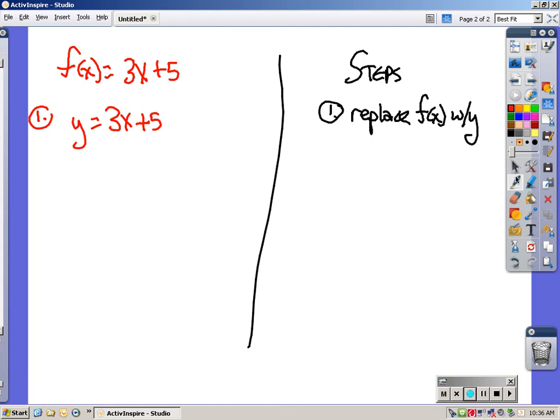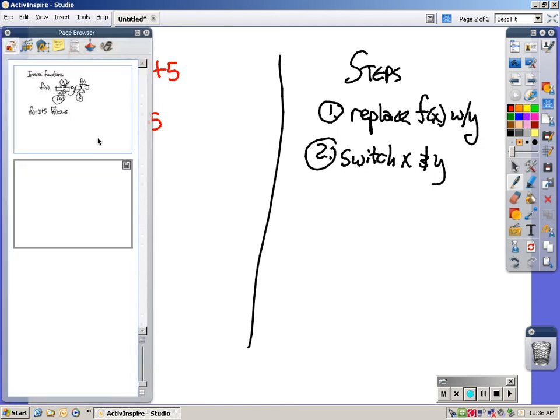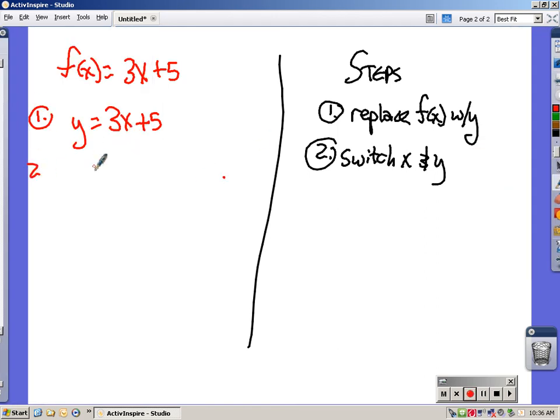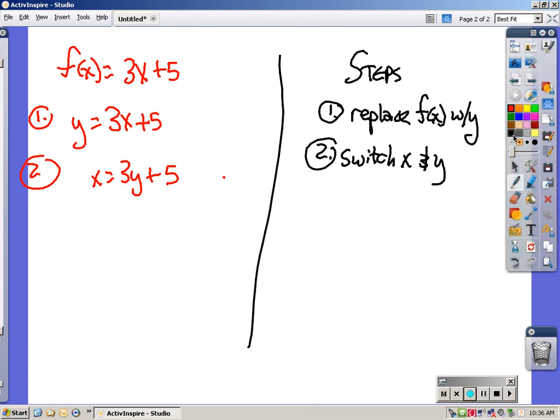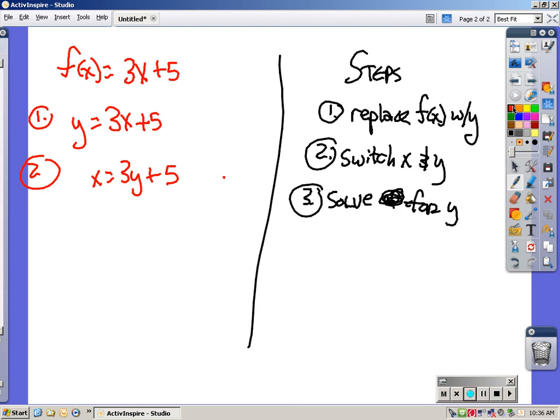The next thing that we do is we switch the x and y. Literally what we're doing is we switch all the outputs and all the inputs. So this gets rewritten as x takes the y place, y takes the x place. Again, we literally switched the input and the output. This is us flipping that machine over. And now we just do some algebra to get y all alone. We basically solve for y now, and what we're doing there is getting it in terms of the output.